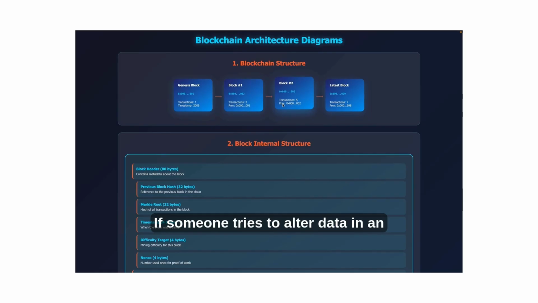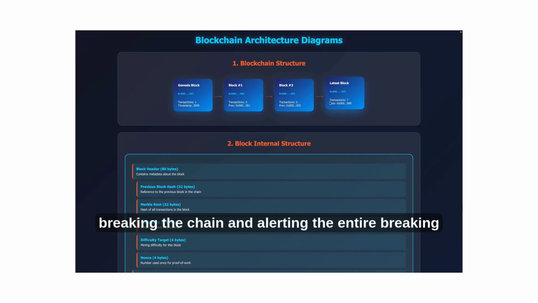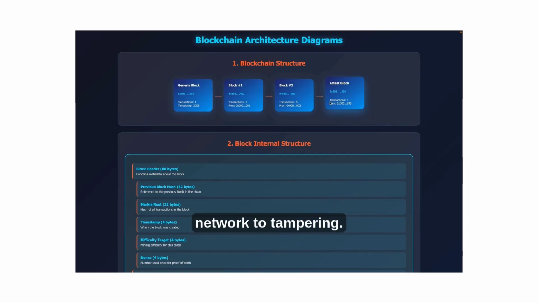If someone tries to alter data in an old block, the hash changes, breaking the chain and alerting the entire network to tampering. This linking mechanism is what makes blockchain immutable. Once data is recorded, it becomes virtually impossible to change.